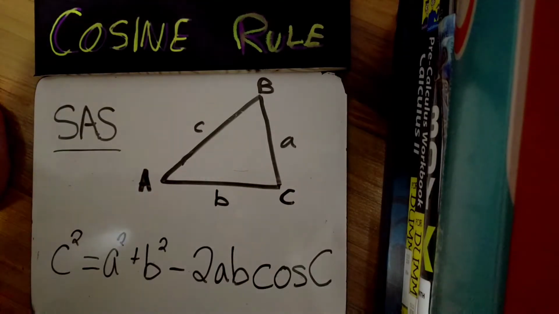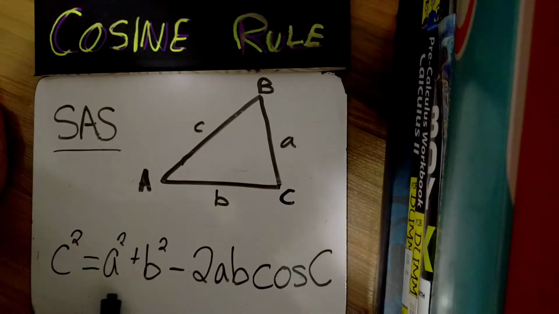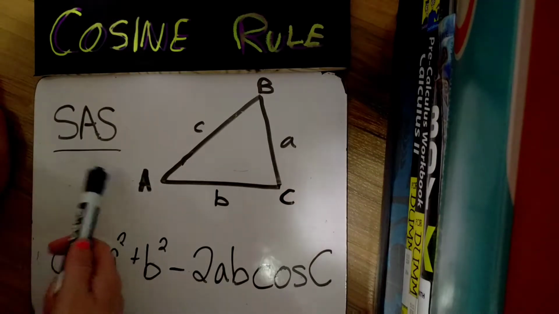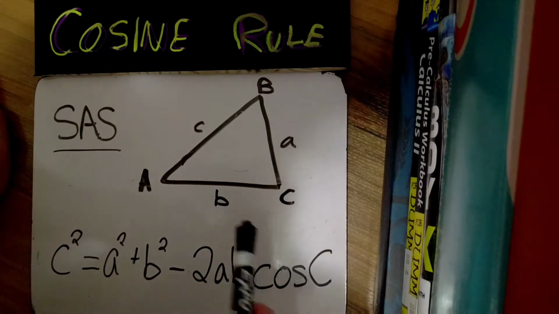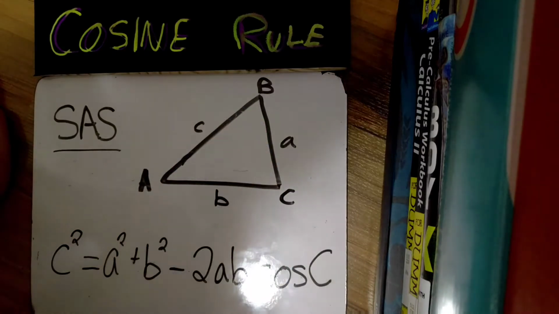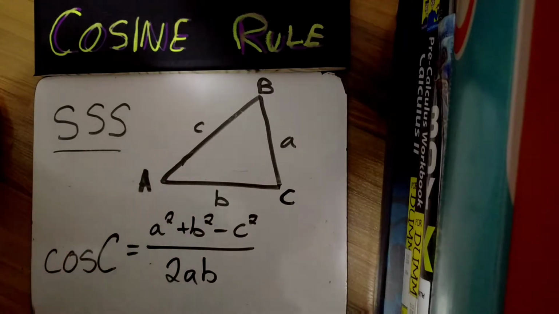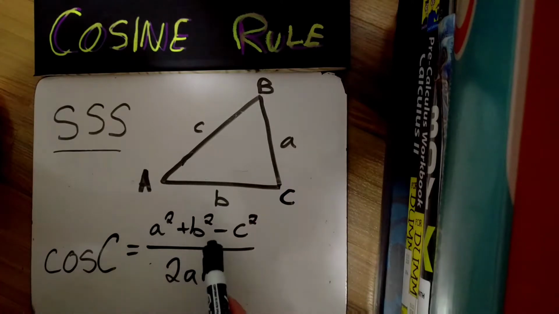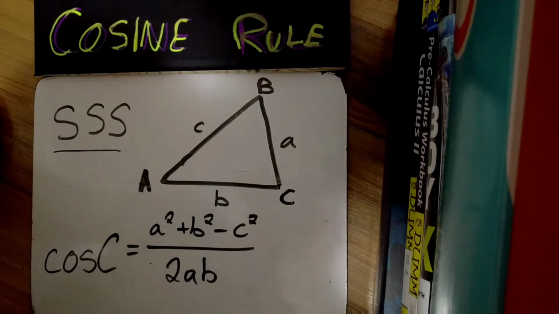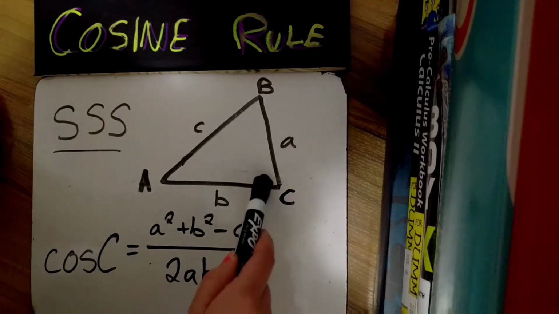The next rule is the cosine rule, which is c squared equals a squared plus b squared minus 2ab cosine of C. This will work for side angle side triangles, and it will solve for side c. Now this is also a cosine rule, but it will solve for side side side triangles, and it is that cosine of C equals a squared plus b squared minus c squared over 2ab. This will solve for angle C.